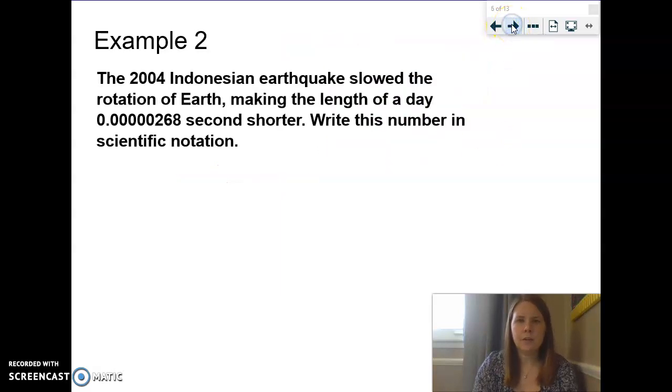Let's keep going. All right, example 2 then. The 2004 Indonesian earthquake slowed the rotation of the Earth, making the length of a day 0.0000268 seconds shorter. Write this number in scientific notation.